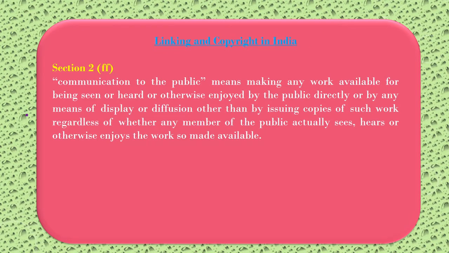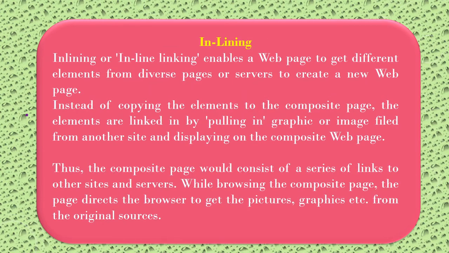When we talk of Indian law, Section 2(ff) does provide us the provision under the Copyright Act for communication to the public, which means making any work available for being seen or heard or otherwise enjoyed by the public directly or by any other means of display or diffusion other than by issuing copies of such work, regardless of whether any member of the public actually sees, hears or otherwise enjoys the work so made. So linking is supported under section 2(ff), but if there is deep linking, then certainly it will not be permissible without proper authorization or written consent.